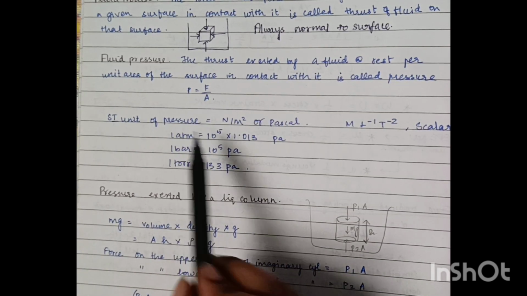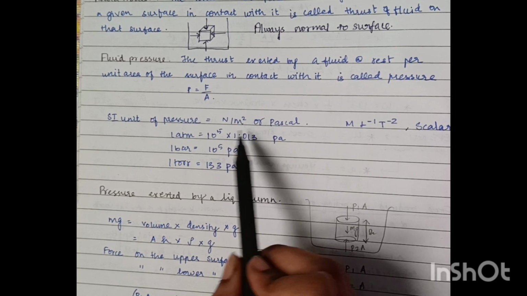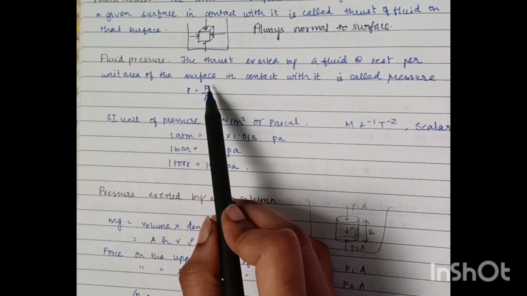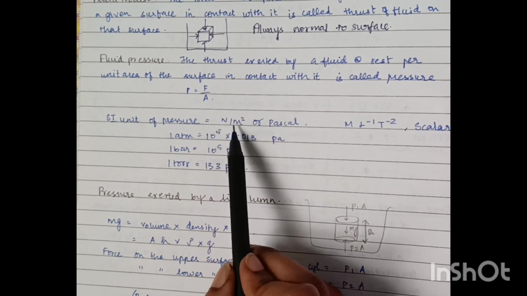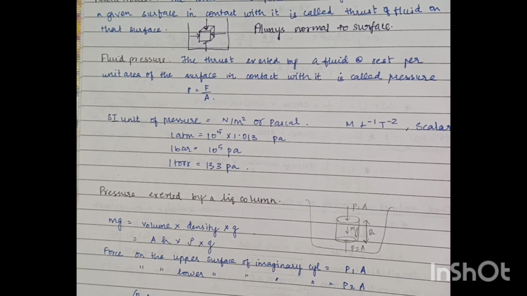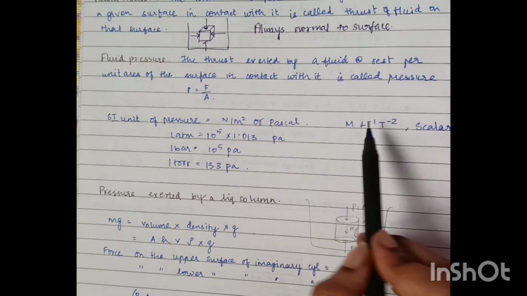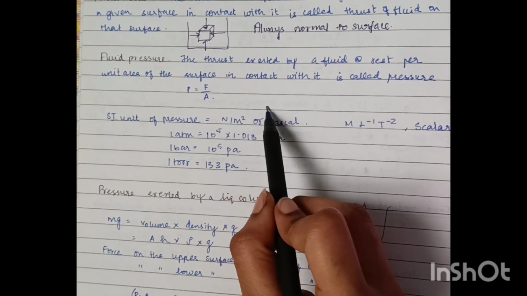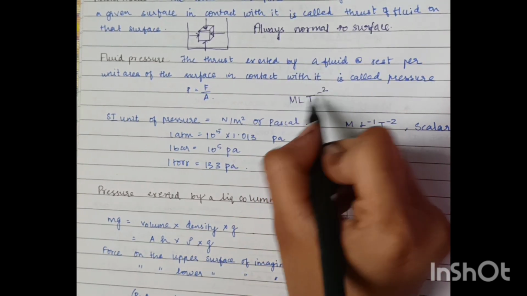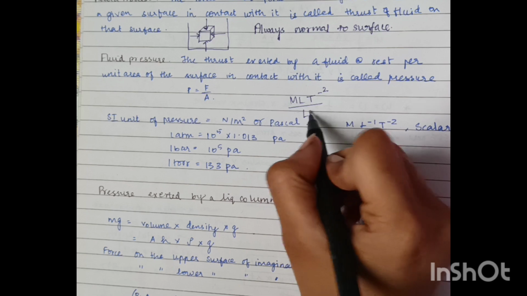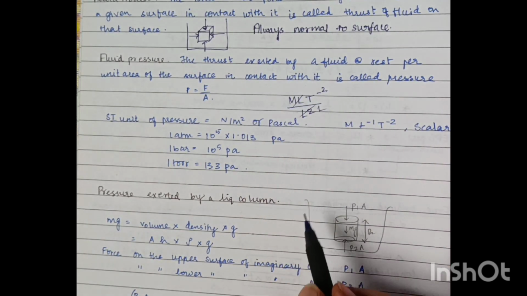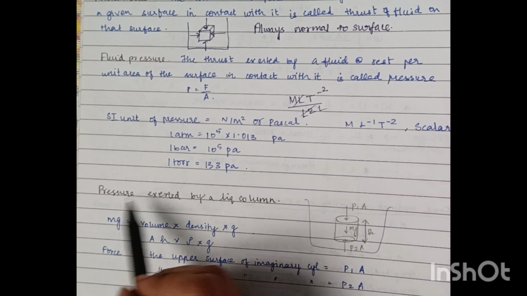SI unit of pressure is Newton per meter square. How do we write this? Because pressure is equal to force by area. So unit of force is Newton, unit of area is meter square. So it is Newton per meter square or it is Pascal. How do we write the dimensional formula? For Newton it is M L T power minus 2, divided by L square for meter square. So it is M L power minus 1 T power minus 2, and it is a scalar quantity.